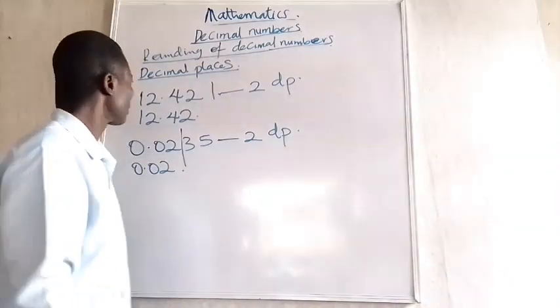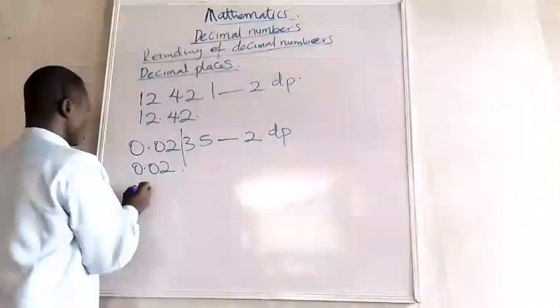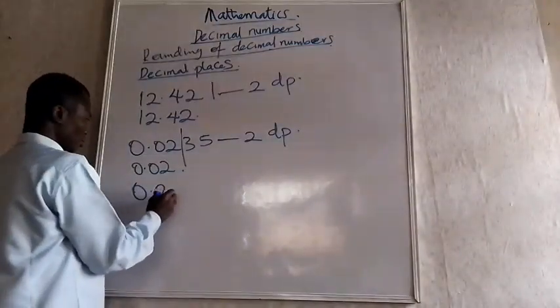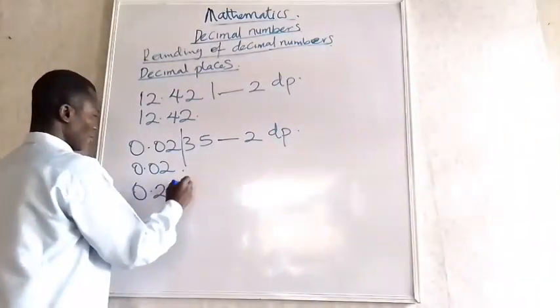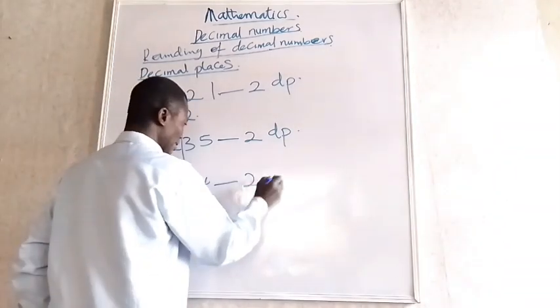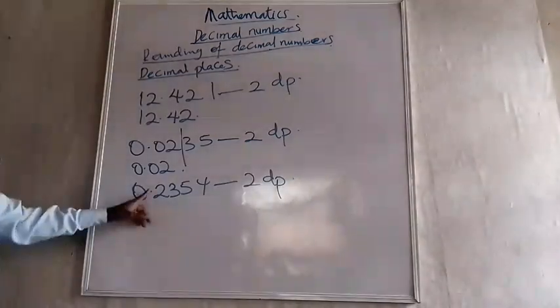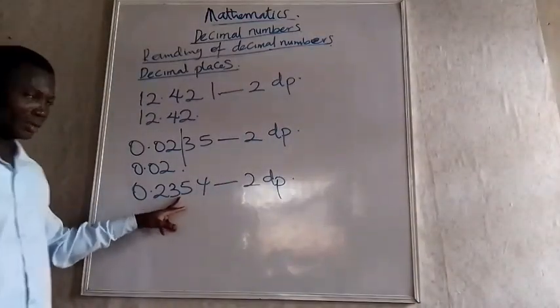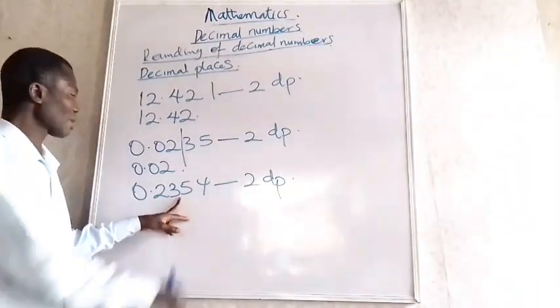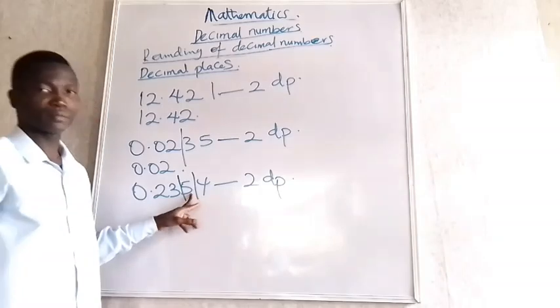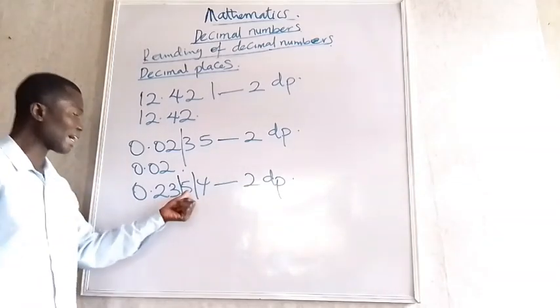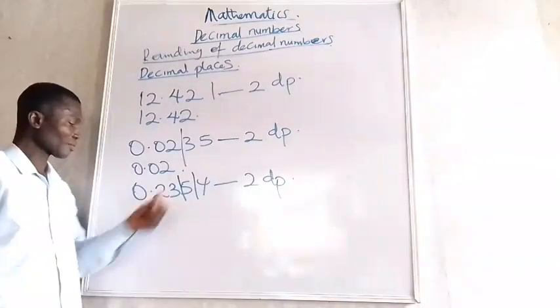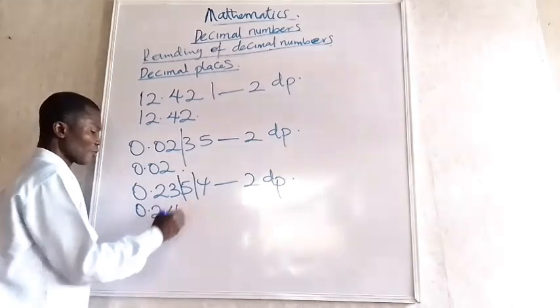Now, let's look at another one. Assuming it is something like 0.2354 to 2 decimal places. You count from the decimal point, and I'm going to have 1, 2. That is the second decimal place. The next one is 5, so to convert to 2 decimal places, I have to increase the last one by 1. So I'm going to have 0.24.